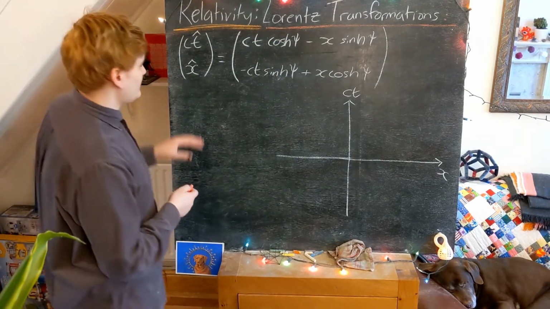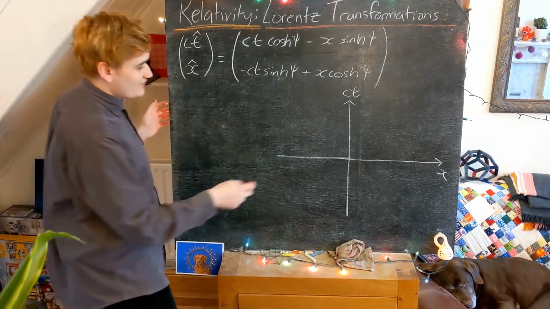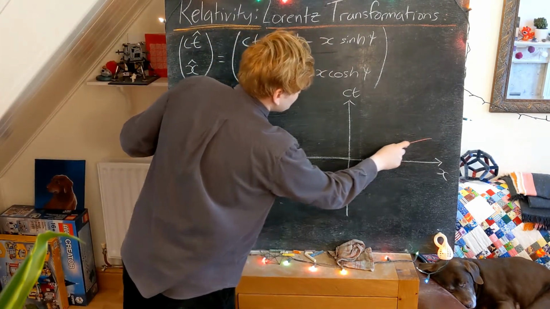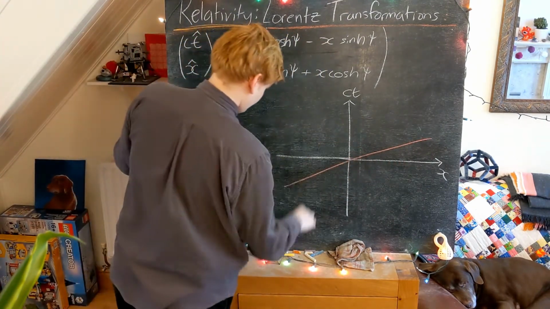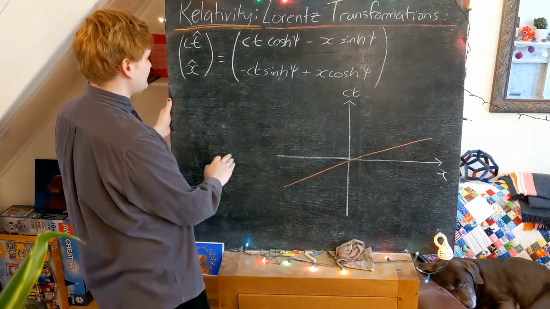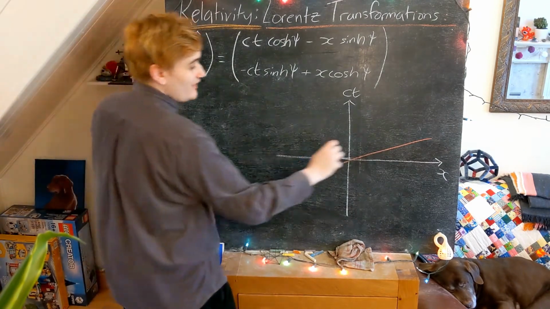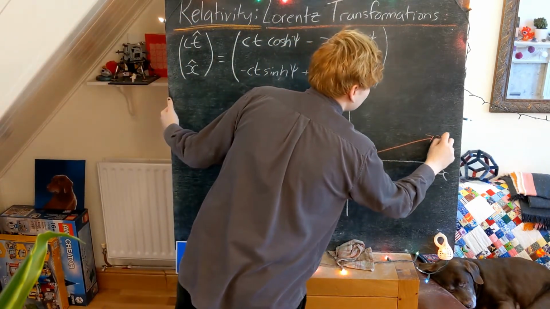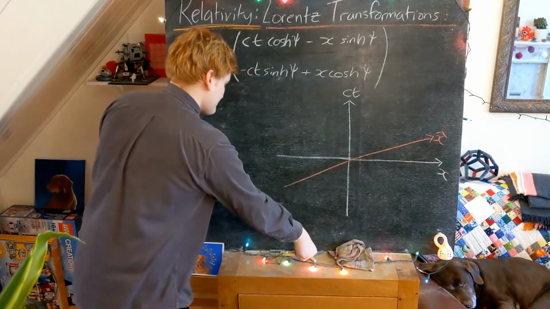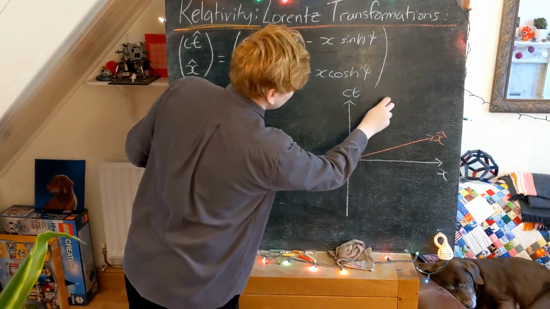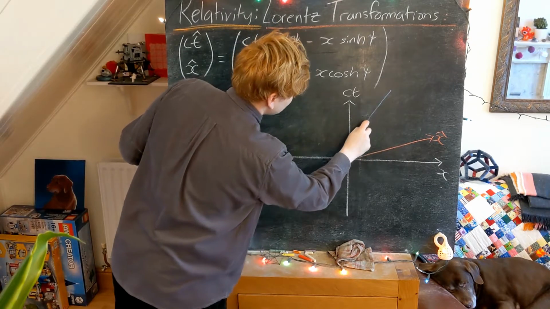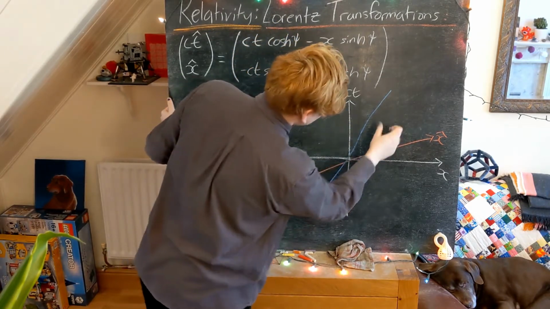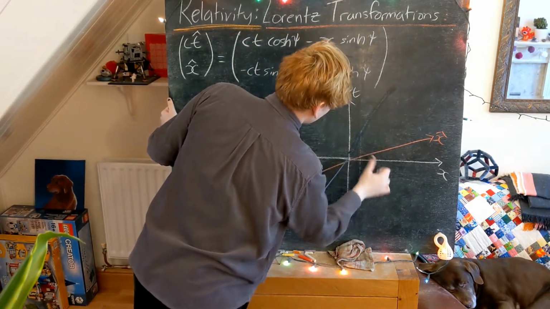Okay, so I'll just draw what the transformed axes are now going to look like, and then we can start interpreting this. This red line which I've drawn is going to be the x hat axis. And now this blue line which I'm about to draw is going to be the t hat axis, if I can draw a straight line.